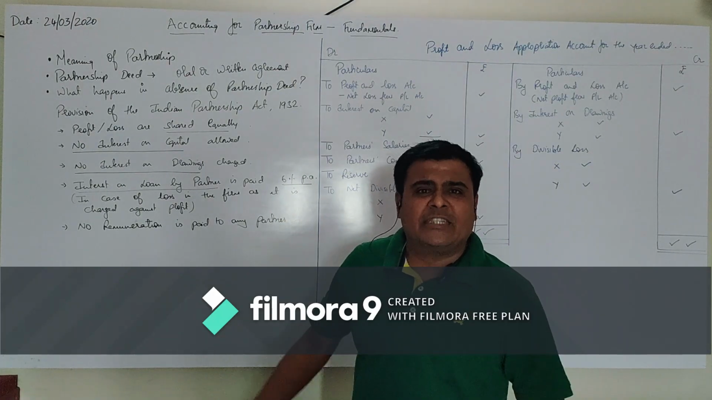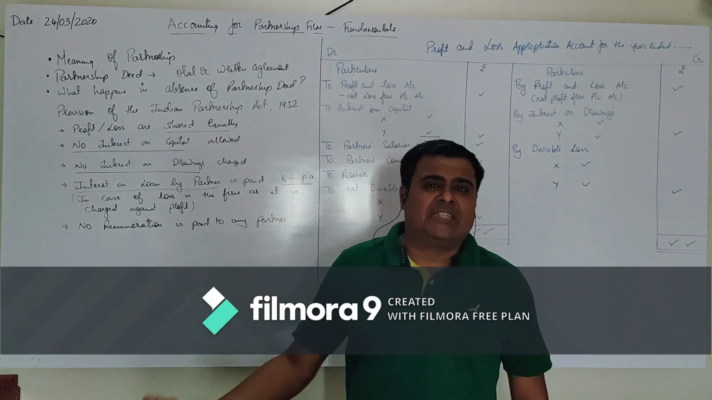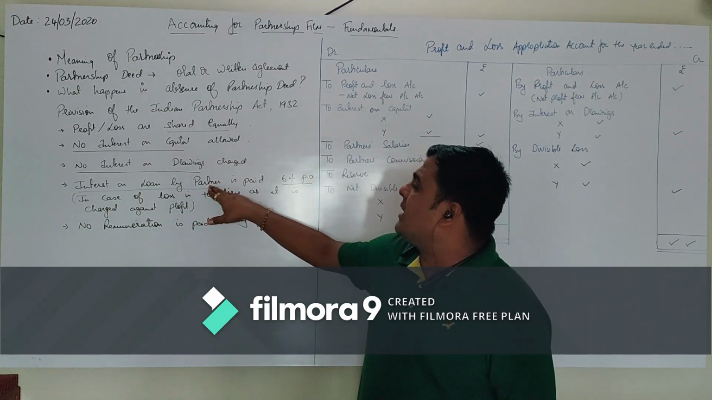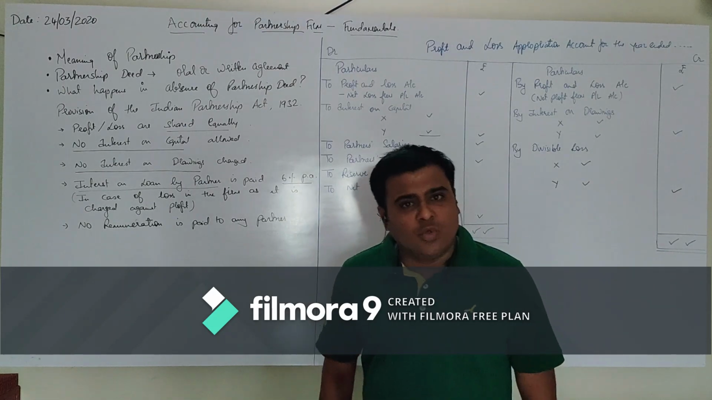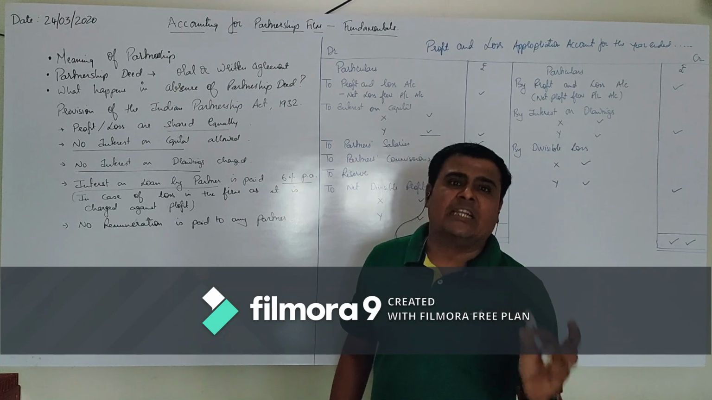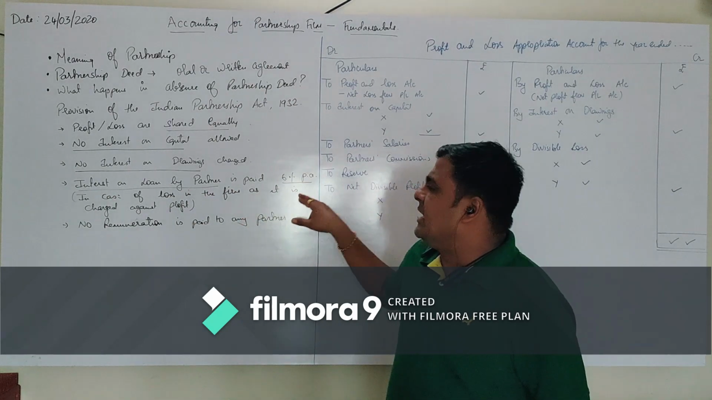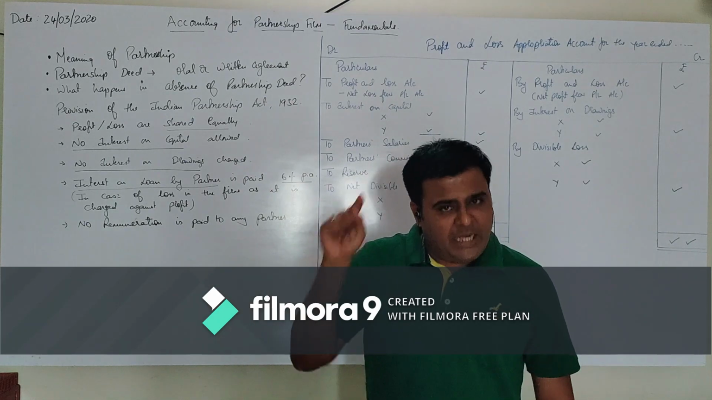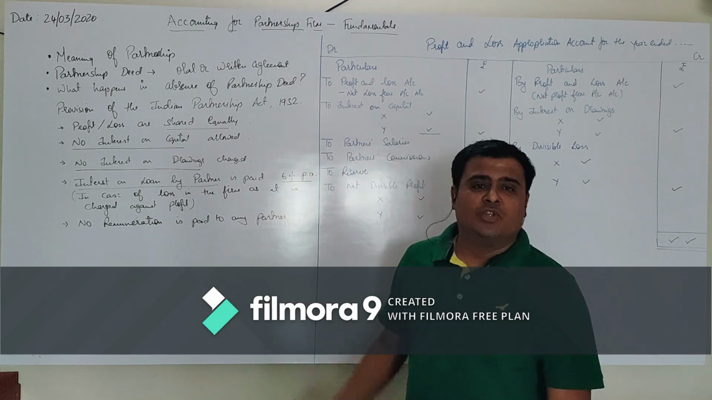The next provision says no interest on drawings is to be charged. In the same way, interest on drawings is not charged to the partner when the partner withdraws some amount from the business. Another provision says interest on loan by the partner is paid at 6% per annum. When the partner gives a loan to the firm, the firm is liable to pay only 6% interest per annum. Even in the case of loss in the firm, as it is charged against the profit, the firm has to pay interest on loan to the partner. And the last, no remuneration is to be paid to any partner.